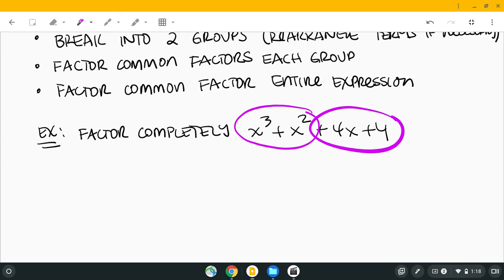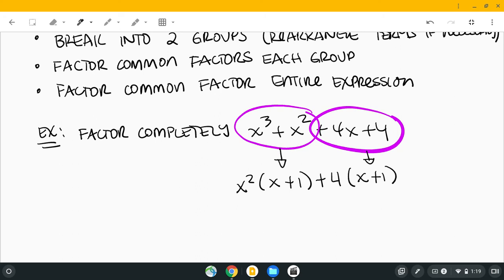Okay. All right, so starting with group 1, I'm going to factor out the common factor between x cubed and x squared. That would be x squared. Okay. Now I'm going to do common factor from this group. So there's a plus sign there, so I'm going to use the plus sign. And they have 4 in common. And I'm going to end up with x plus 1 here.